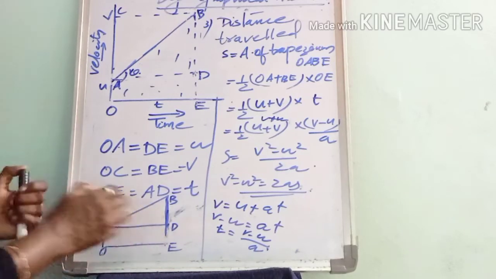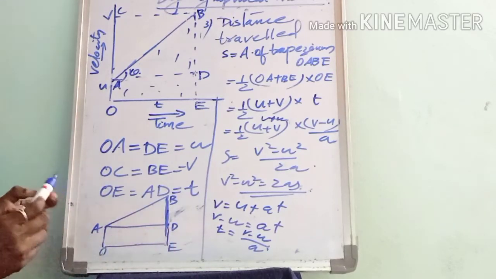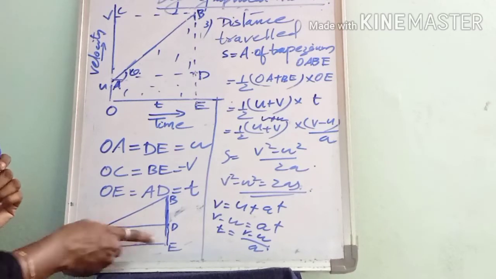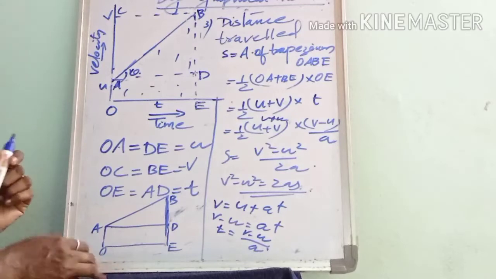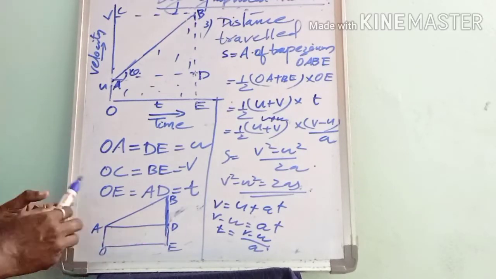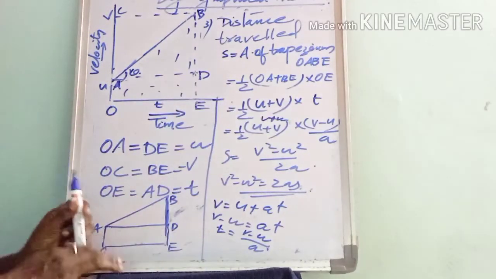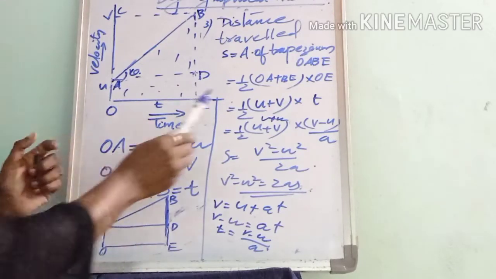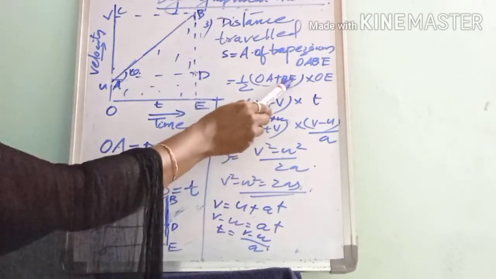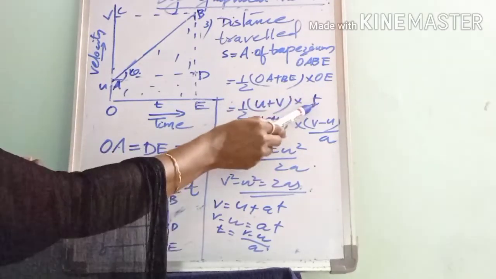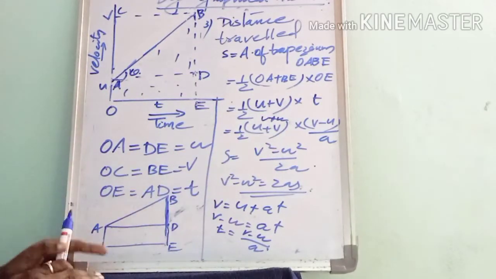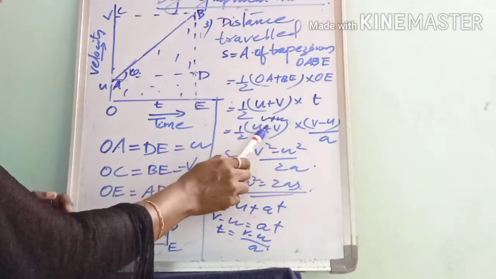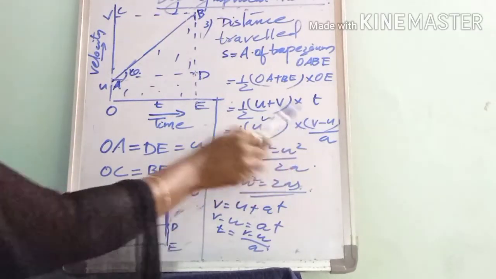Then how can we calculate the area of the trapezium? Actually it is the sum of opposite sides, that is OA plus BE, divided by 2, into the distance between the sides, that is OE. Then we can substitute for OA and BE. OA is actually U, BE is actually V, and OE is T. Then instead of T we can write V minus U by A.